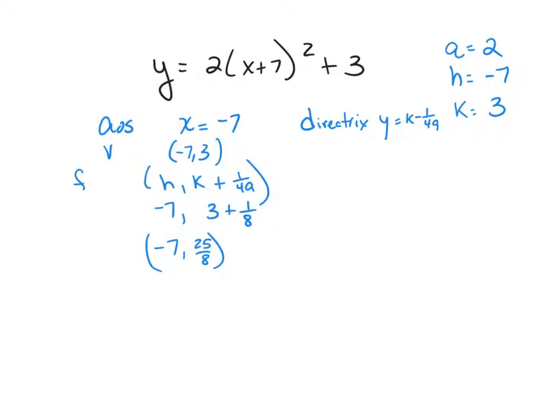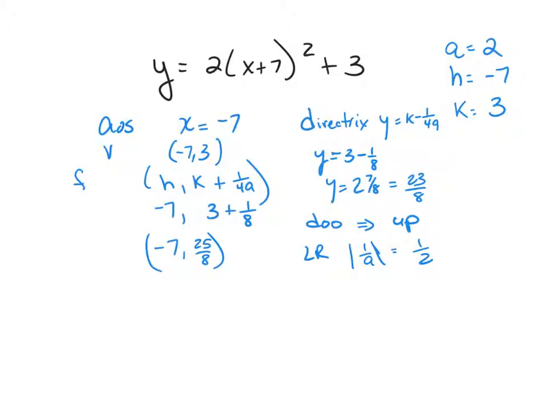The directrix is an equation. We're going to go over what all this is in a minute, but it's going to be y equals 3 minus 1/8, which is y equals 2 7/8, or what's that? 16 plus 7, 23/8. So the direction of the opening is up because A is positive, and the length of the latus rectum is 1/2 because it's 1/A, so it's 1/2 absolute value.